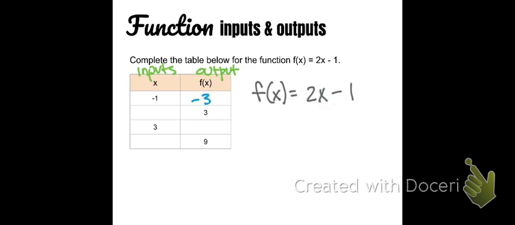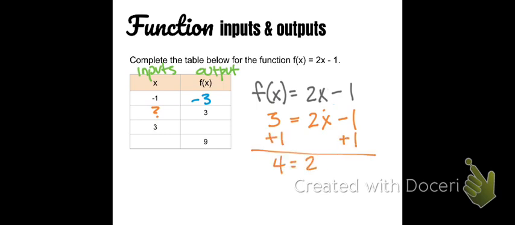Now for the next row, they're not telling us the input. We don't know what x is, but we do know the output is 3. f of x is 3. So we want to know what can we put in for x, what is x, so that the output is 3. So let's solve this equation by adding 1 to both sides and dividing both sides by 2. And we see that x, the input, must be 2. If we input 2 into the function, the output is 3.